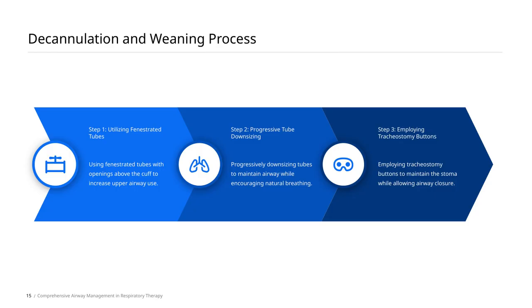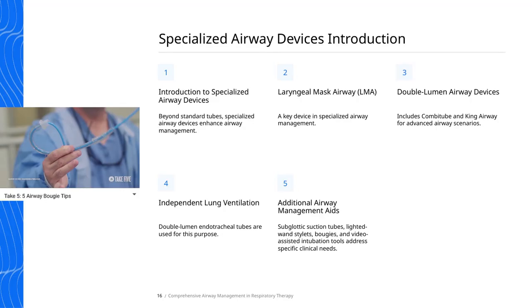Finally, we utilize fenestrated tubes that have openings above the cuff. These are designed to increase upper airway use, helping the patient transition more smoothly to breathing without assistance. Together, these steps form a systematic approach to safely wean patients from tracheostomy dependence, always prioritizing their comfort and airway stability. Let's take a closer look at some specialized airway devices. These tools, including subglottic suction tubes, lighted wand stylets, bougies, and video-assisted intubation devices, are designed to meet specific clinical needs. They help us manage difficult airways more effectively and improve patient safety.